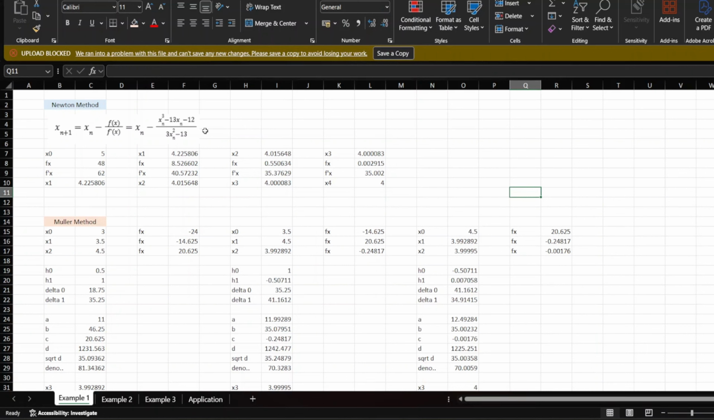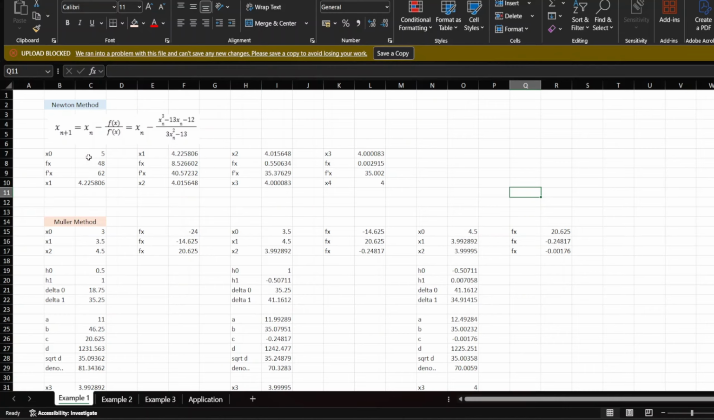Okay, so let me explain the Newton method and the Mueller method. First of all, let us see the Newton method. We got the formula there, which is x_(n+1) equals x_n minus f(x) divided by f'(x).